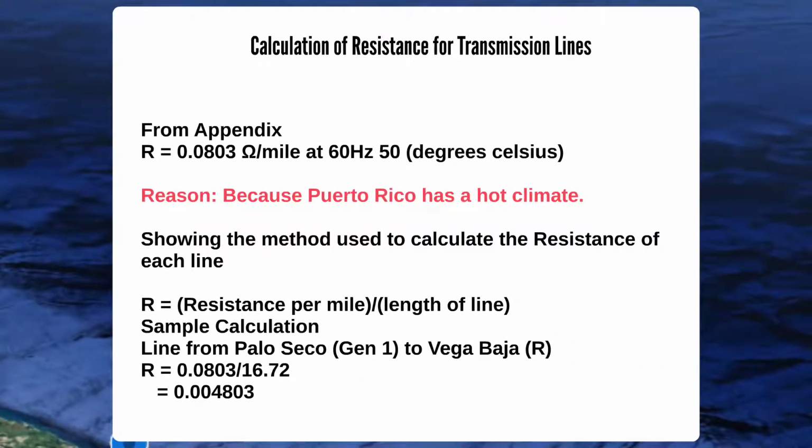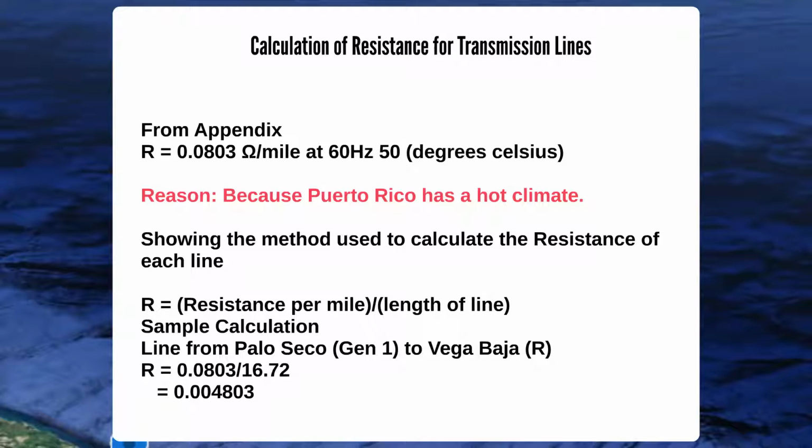The resistance of the Martin cable was taken from the appendix, and this resistance was 0.0803 ohms per mile. And this resistance was chosen at 50 degrees because Puerto Rico is located in the Caribbean. So there's a high possibility that they will experience warm weather throughout the year.